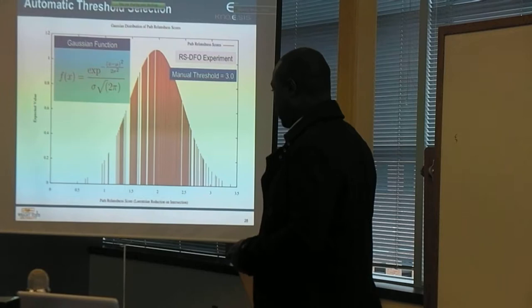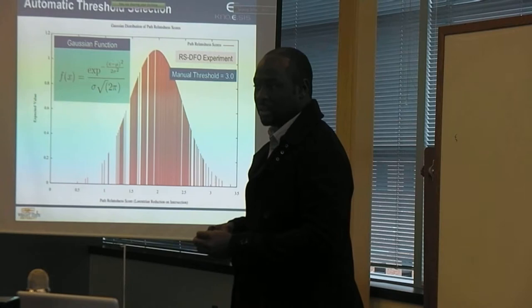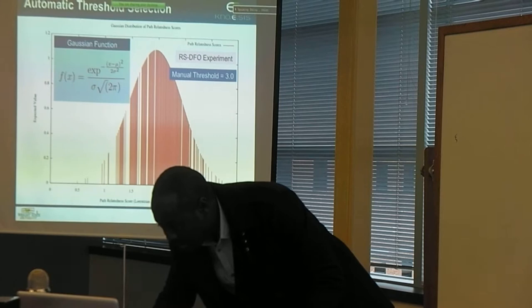Which similarity measure are you using? This is the Lorentzian reduction. This is that path relatedness score that I came up with. Okay. Right. So this was nice to see. Again, what we're noticing here that's nice is my manually set threshold of 3, it's sort of in this area.